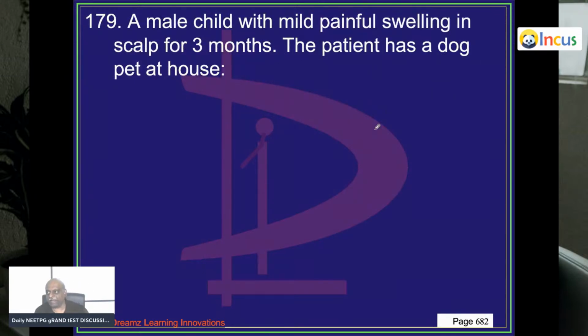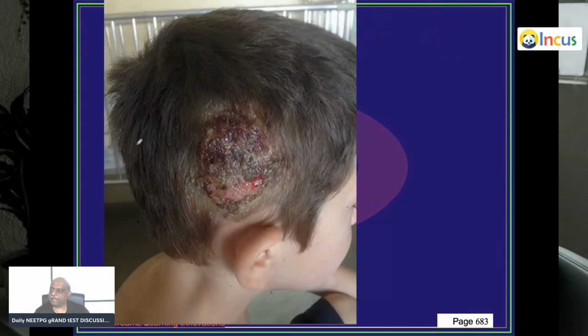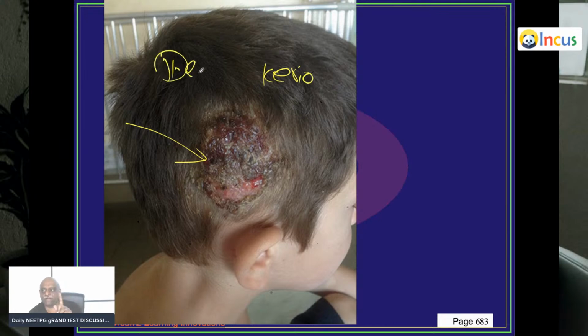Male child with mild painful swelling of the scalp for 3 months. Patient had a dog pet in the home. What is this? Carry on. Come on, Vinisha. Carry on. One question compulsory on dermatophyte infection, doctor. You can't escape.